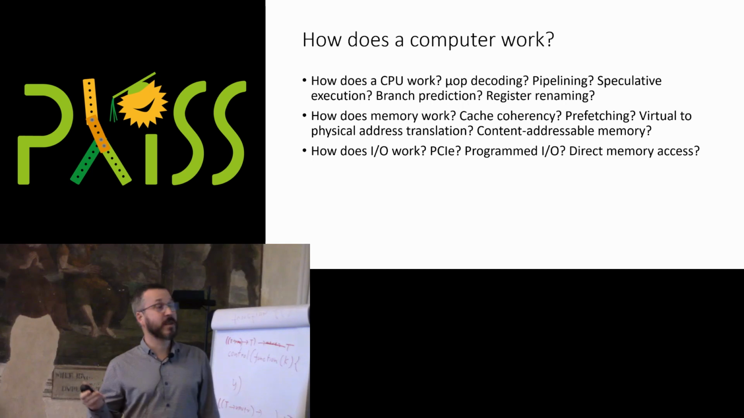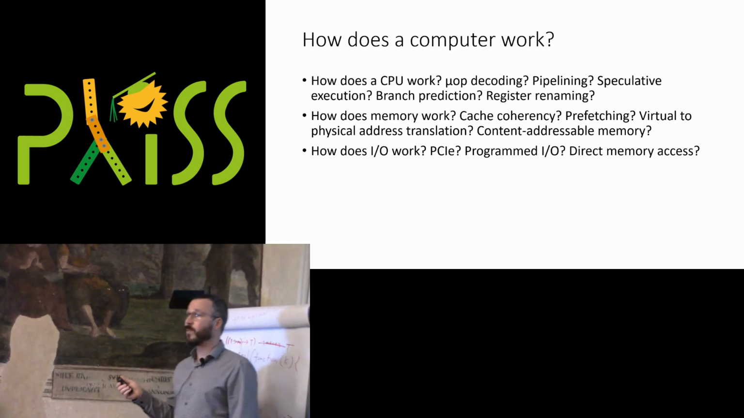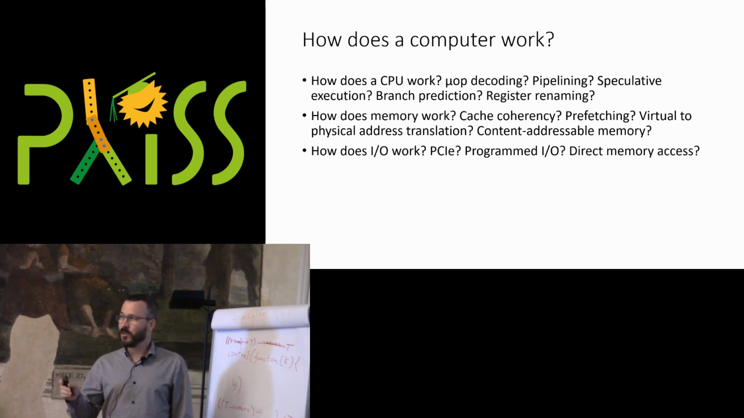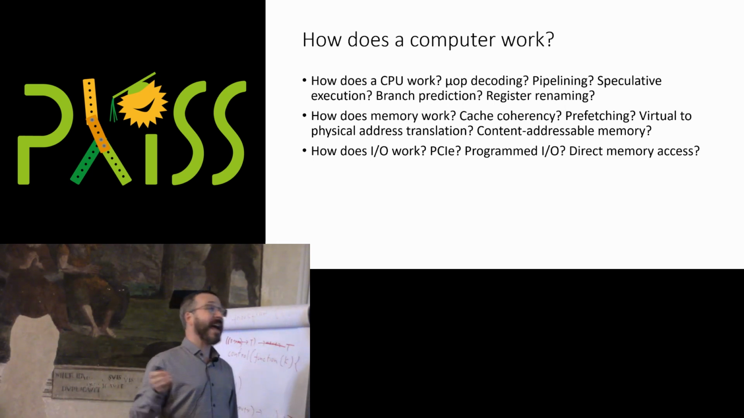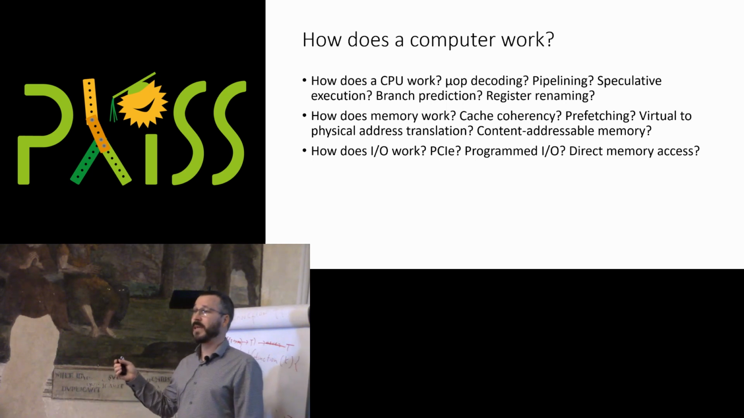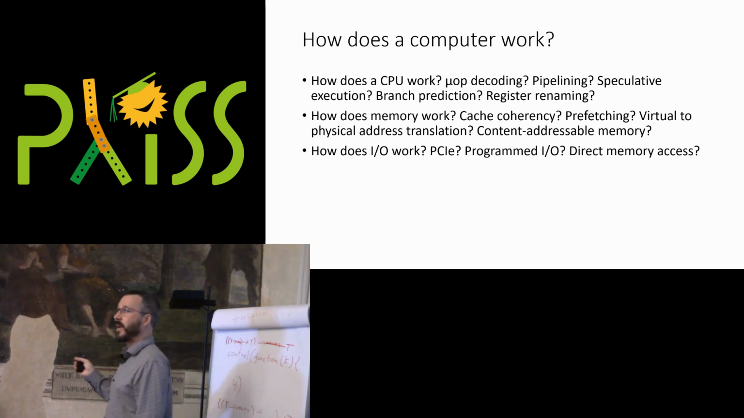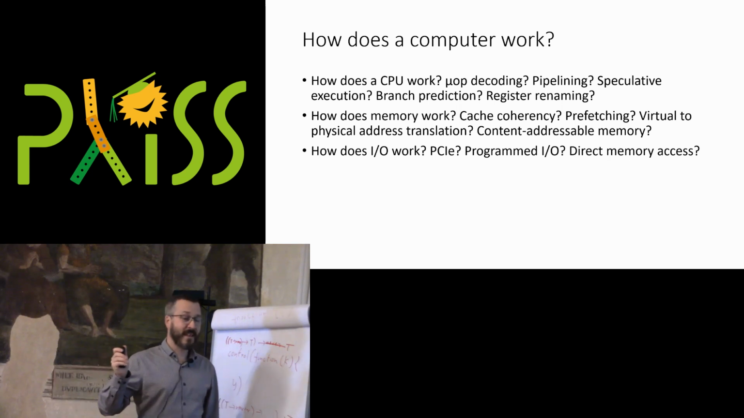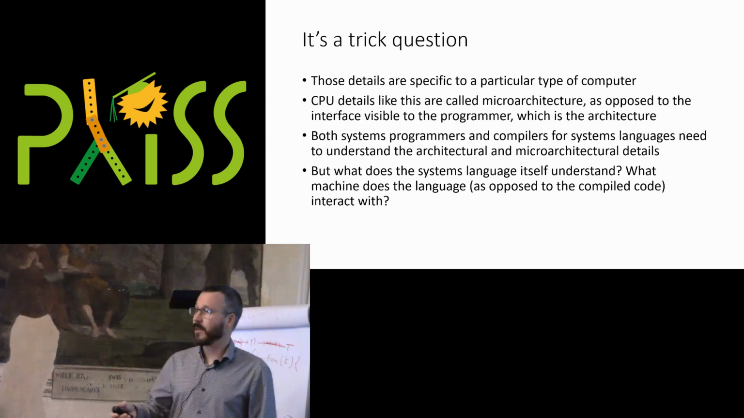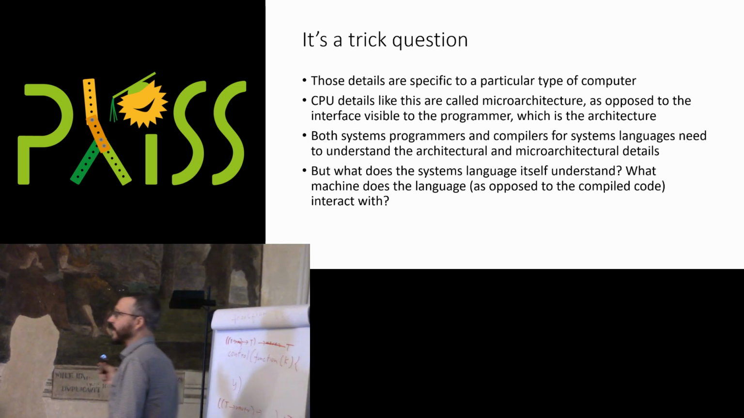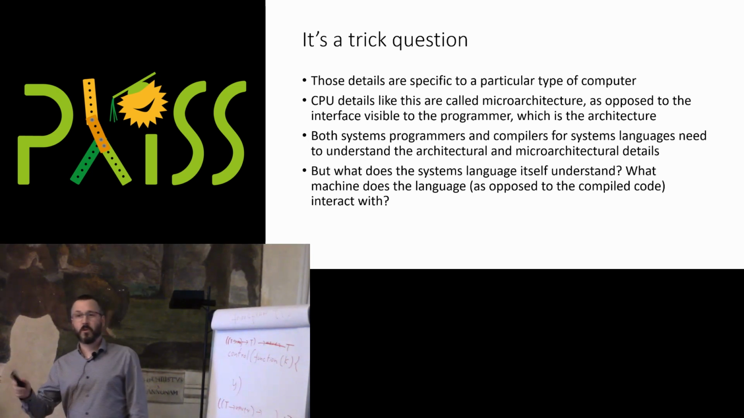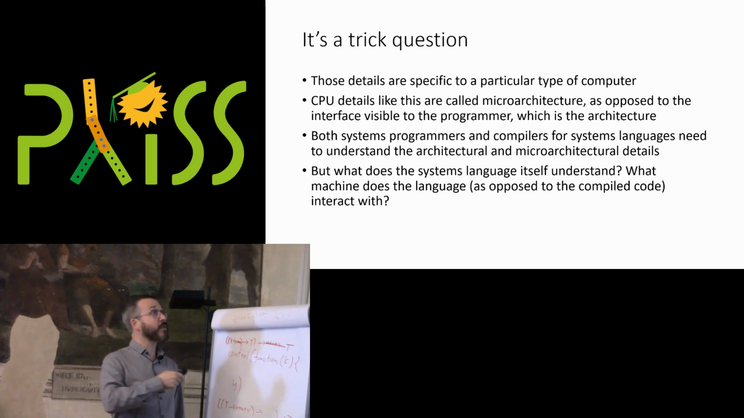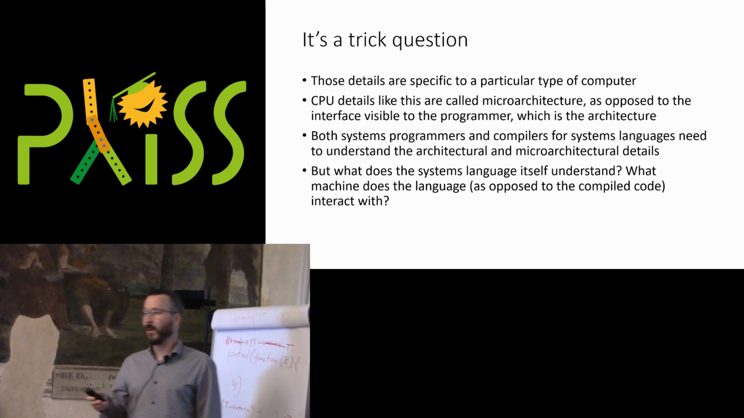Virtual to physical address translation, content addressable memory, pretty comfortable with that. Yeah, so there's not a lot of hands here. That's good. I/O, people are comfortable with the full PCIe architecture, programmed I/O, direct memory access, RDMA. All right, good. Excellent, because it's a trick question. These are exactly the details that a programming language should not surface. And the more we surface these kinds of details, the more we trap ourselves.